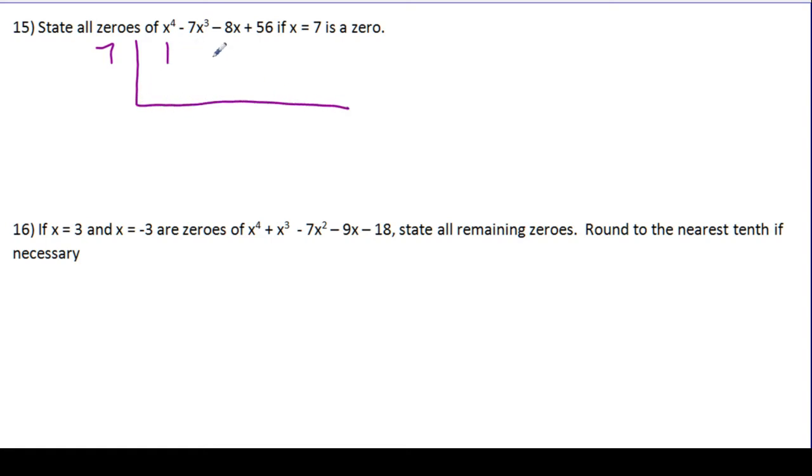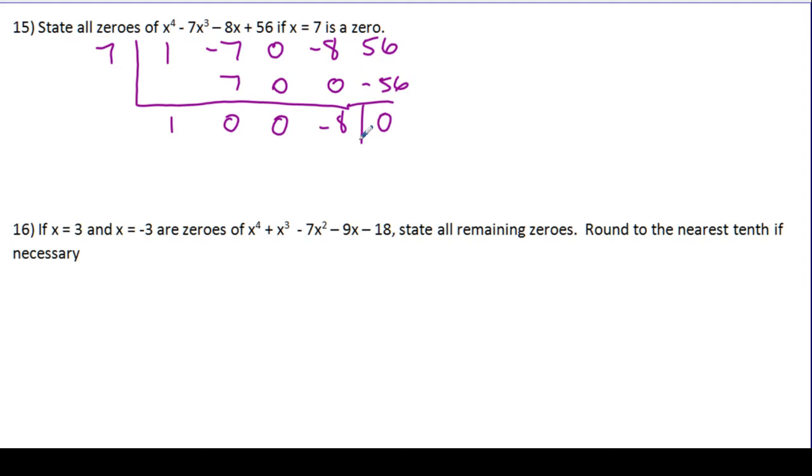Okay, I'm going to say 1, negative 7. I don't have an x squared, so I have a 0. Okay, negative 8 and 56, positive 56. Okay, so let's do our division. I'm going to bring down my 1, and I'm going to multiply, and it looks like I got 7. When I add, I get a 0. Multiply again, I got a 0. Add down the column, another 0. Multiply by 7, another 0. Negative 8 plus 0, I got a negative 8. 7 and negative 8 is negative 56. Okay, so it looks like 56 and negative 56 is a 0, no remainder.